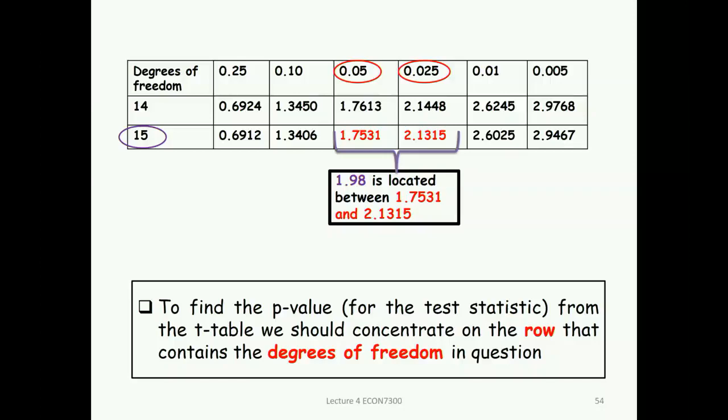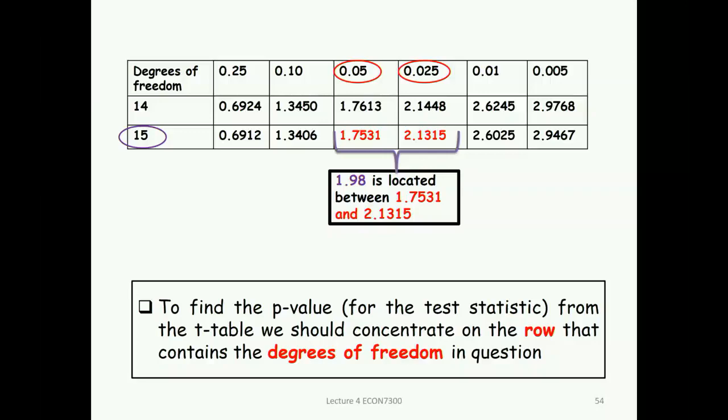You say you reject. If you say you reject, your p-value must be greater or equal to alpha, isn't it? At minimum, it must be 5 or 6, 7, 8, 9, 10. And we are doing a two-tail test. Degrees of freedom, then locate the test statistic. The degrees of freedom is 15. The test statistic is 1.98.